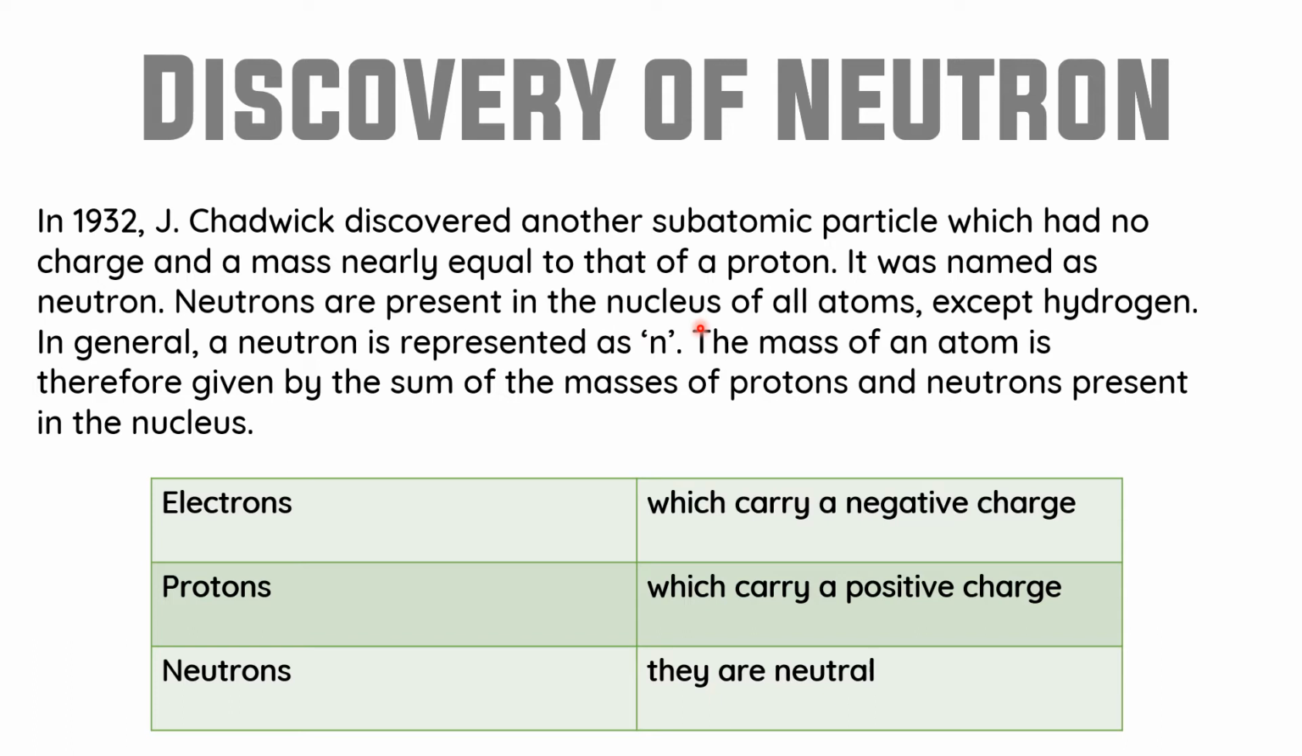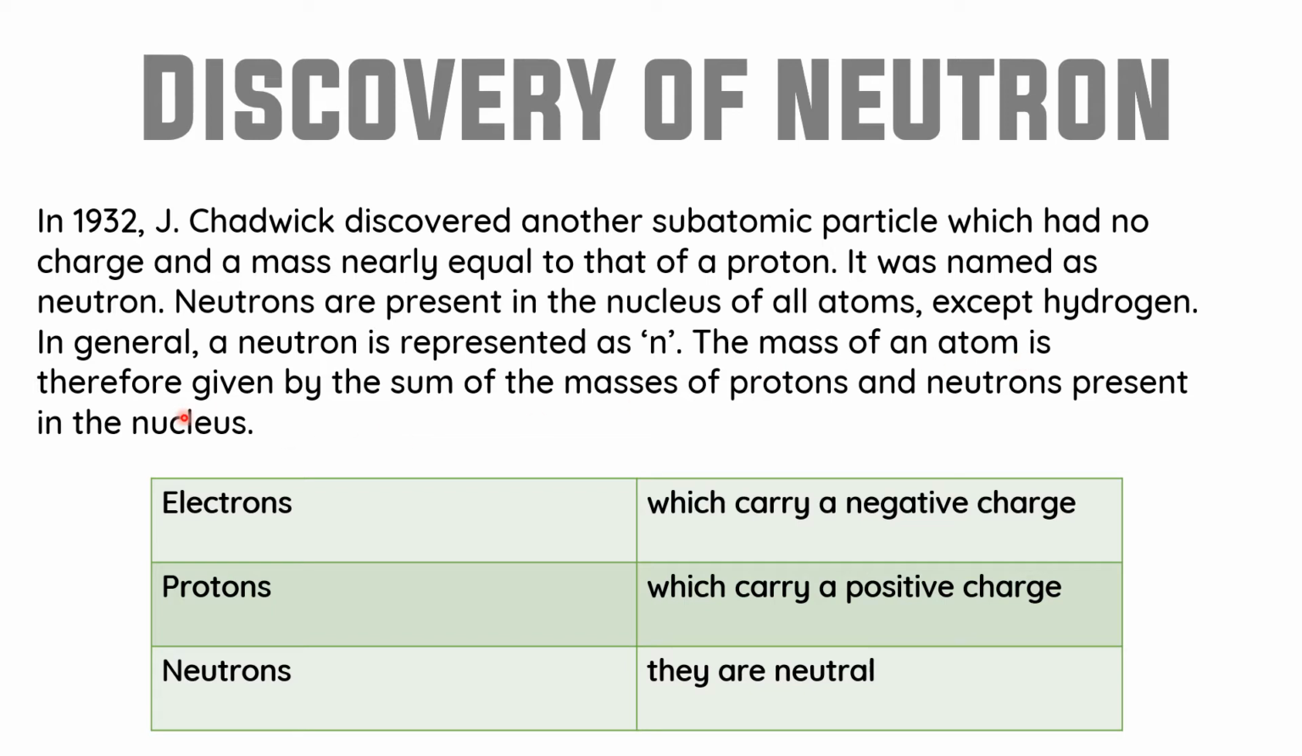So just imagine the structure of an atom. The center particle is the nucleus. That nucleus consists of two particles, the protons, which are positively charged, and neutrons, which have no charge. In general, a neutron is represented as small letter n, a proton as small letter p, and an electron as small letter e. The mass of an atom is therefore given by the sum of the masses of protons and neutrons present in the nucleus. We already studied that the mass of an atom is concentrated in the center, because the main masses, the protons and neutrons, are together inside the nucleus.